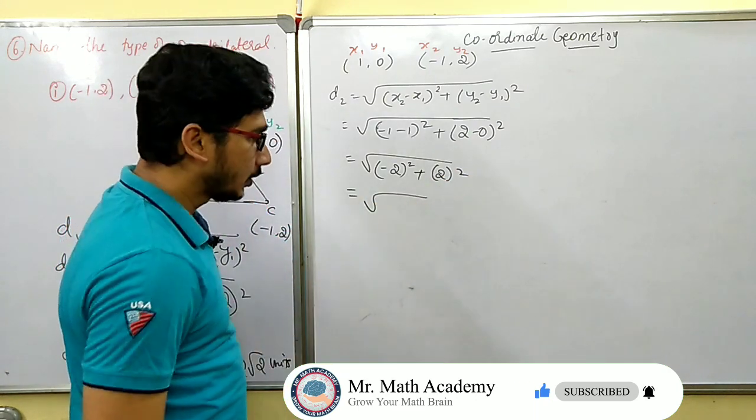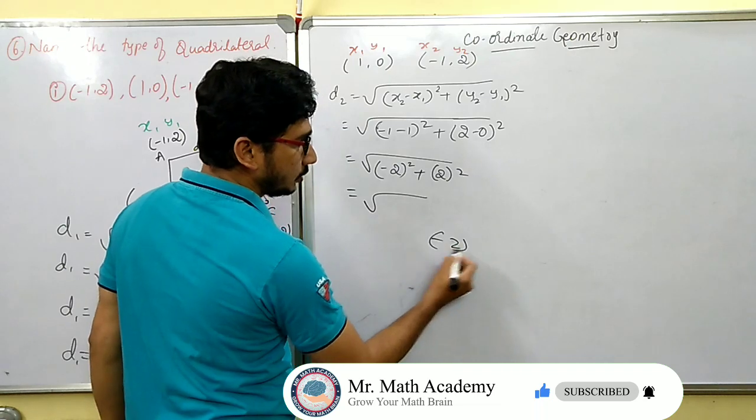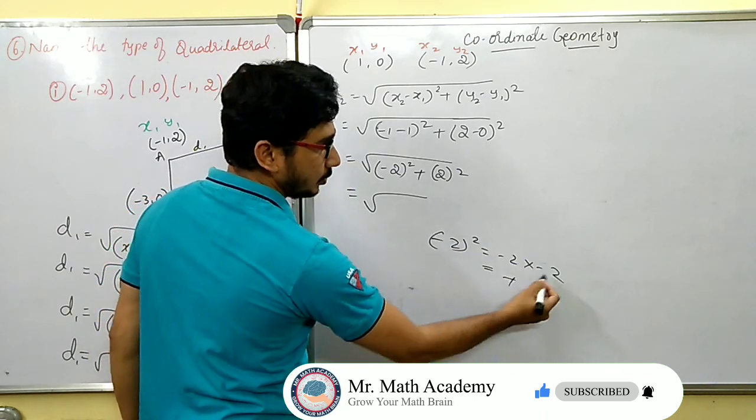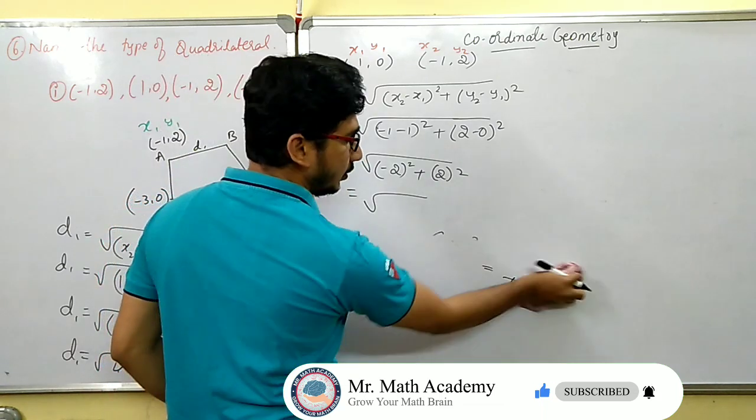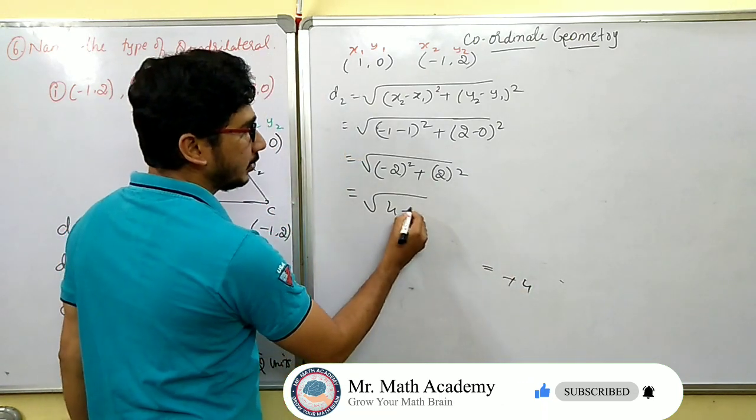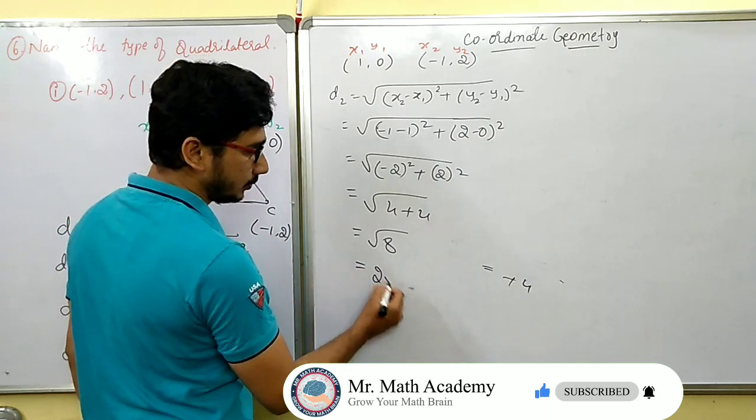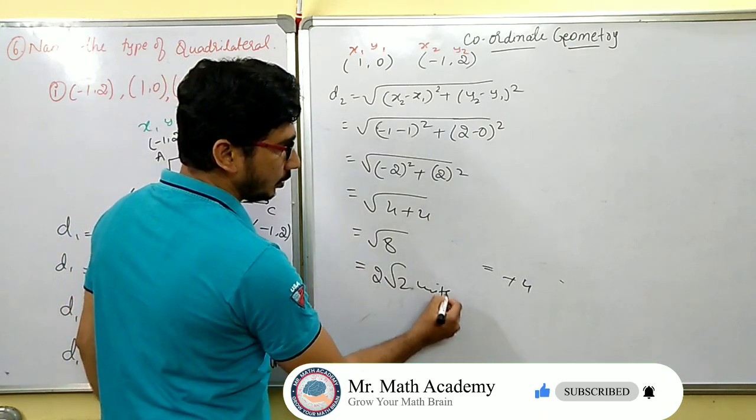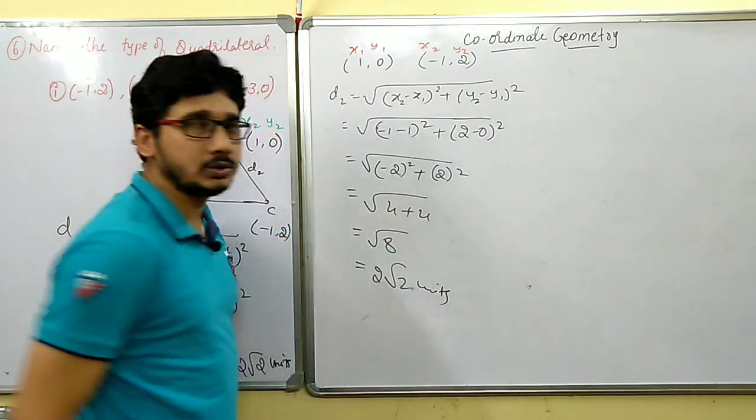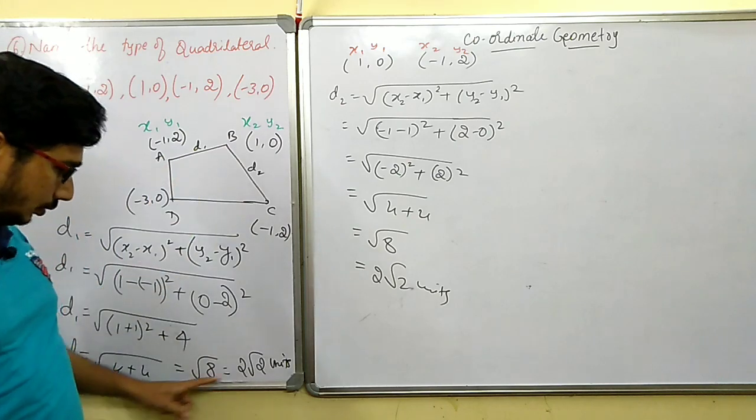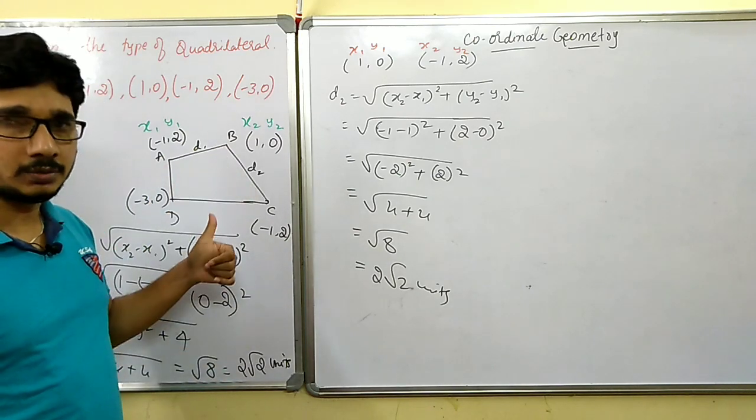So now remember, minus 2 whole square is nothing but minus 2 into minus 2. Minus into minus plus, 2 2s are 4. Okay, directly I'll write 4. 4 plus 2 2s are 4. Same as root 8, that implies 2 root 2. So you are getting it. So what I am going to tell you means, from here to here, same length, 2 root 2. From here to here, same length, 2 root 2.